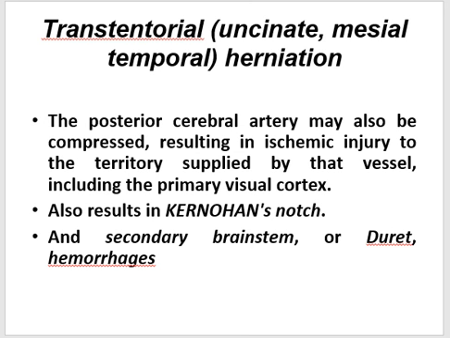Then in transtentorial herniation, the posterior cerebral artery may also be compressed, resulting in ischemic injury to the territory supplied by that vessel, including the primary visual cortex. It also results in Kernohan's notch and secondary brainstem or Duret hemorrhages.